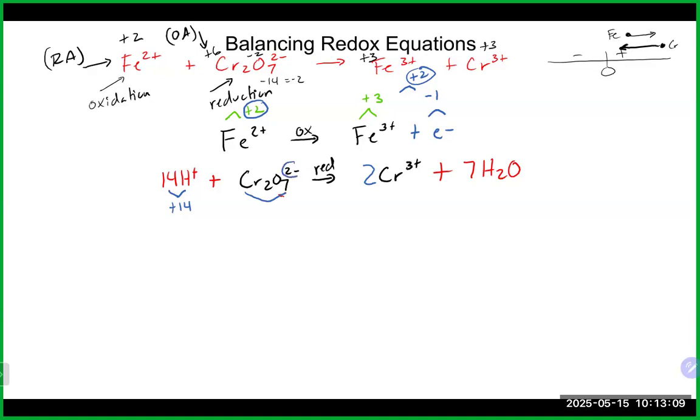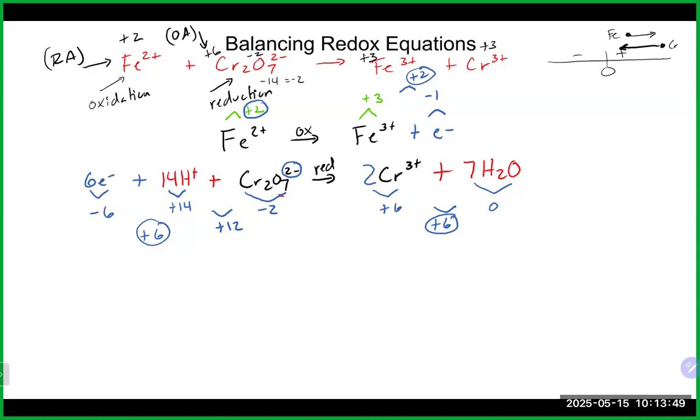I know overall, this guy's at -2 charge, and that's going to yield me a +12 happening on the left. On the right-hand side, that is 2 times 3, which is +6, and that is 7 times 0, which is 0. So that is a +6 yielded over there on the right-hand side. In this case, we do need to add electrons to the left-hand side, and we would need to add 6 electrons. That's going to give me a -6, and a +12 gives me a +6 on the left to match the +6 on the right. Any questions on that there?